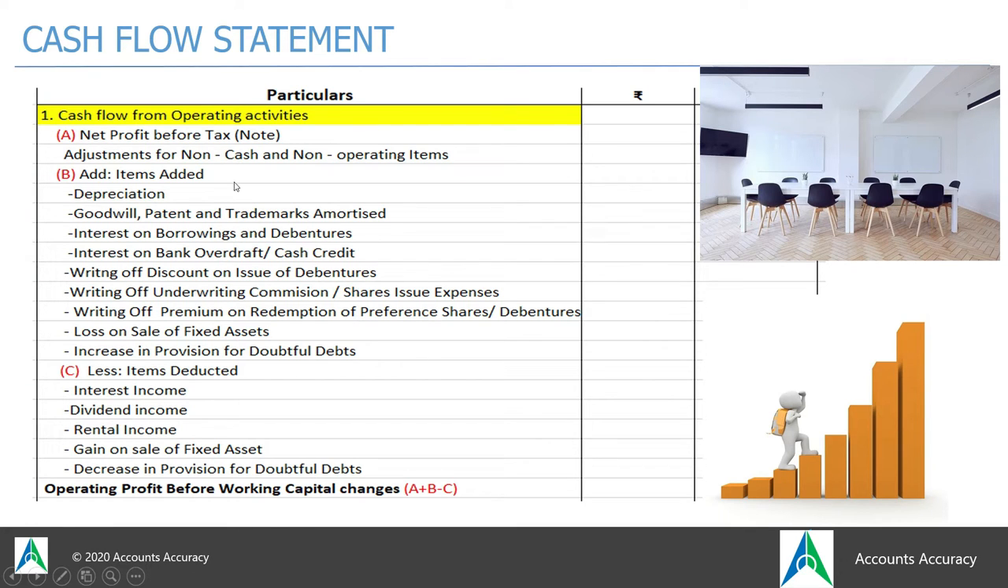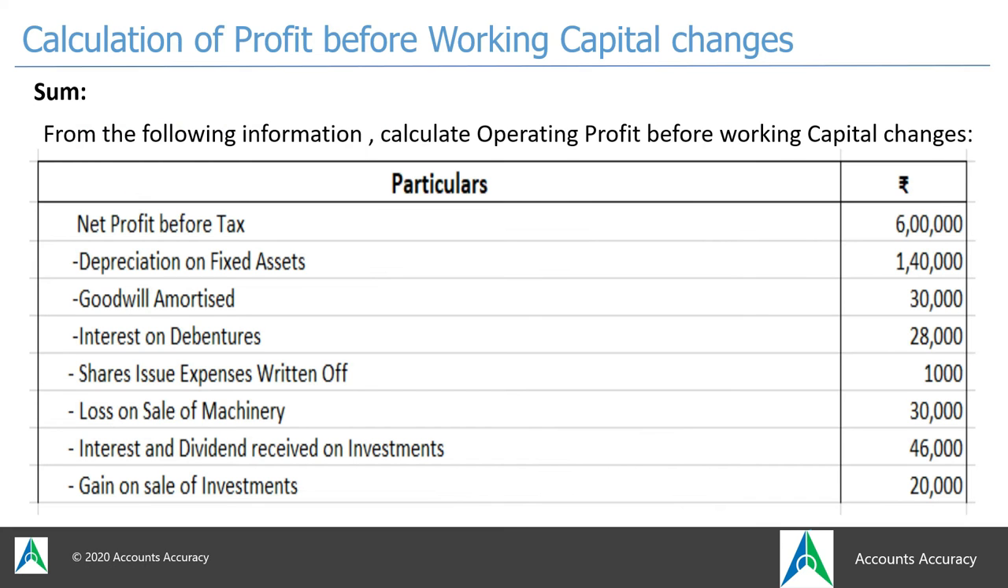Now, once we do this, with no flow of cash in actual sense, we get the operating profit before working capital changes. So for this, there is a sum which I would like to discuss with you. Here is a sum for which you are supposed to find out operating profit before working capital changes. You are provided with all these items. Now you have to simply add all the expenses for which no cash flows out of the firm and you have to deduct all the incomes for which no cash has come in the firm.